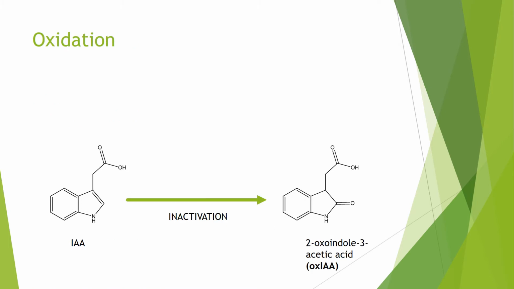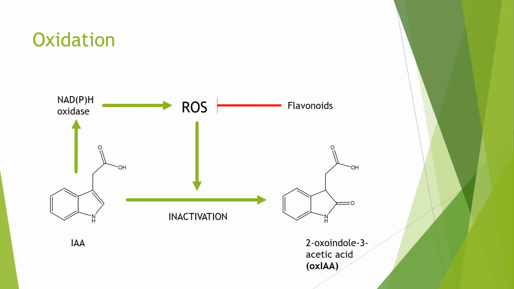Auxins such as indole acetic acid, IAA, can be inactivated by oxidation. This is using reactive oxygen species, or ROS. Now these ROS can be generated through NADPH oxidases, which are actually stimulated by auxin addition, creating a negative feedback loop. And these ROS are actually repressed as well by flavonoid species.